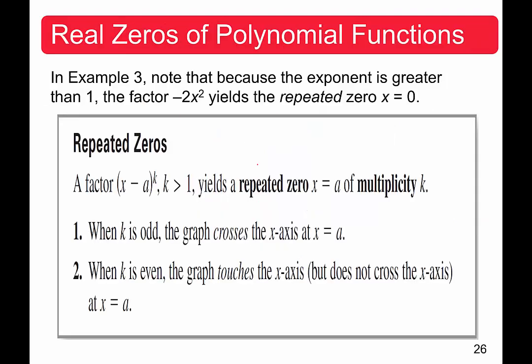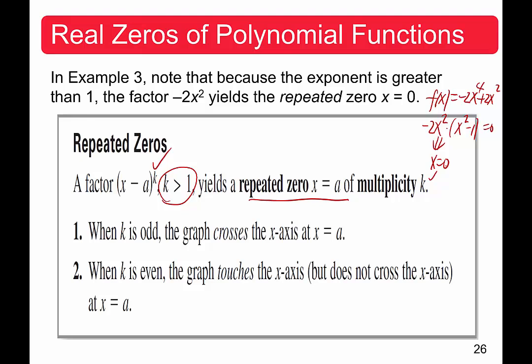And now let's take a look at repeated zeros. Remember from the previous example, f of x equal to -2x to the 4th plus 2x squared. When we factor this, we have -2x squared times x squared minus 1. And we get a couple of repeated zeros here, the zero repeats twice. Okay. So a factor x minus a to the kth power, where k is greater than 1, yields a repeated zero, x equal to a of multiplicity k. Okay. So the power is how many times we have a repeated zero.